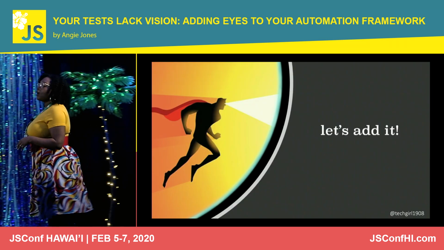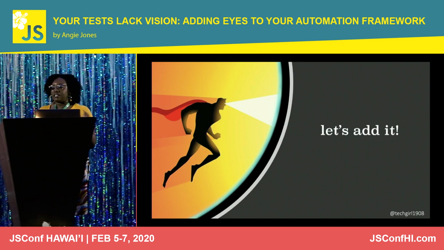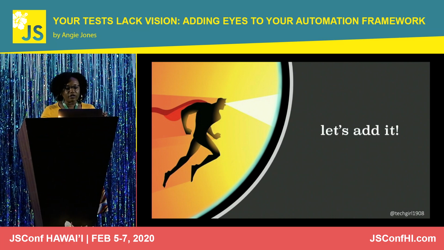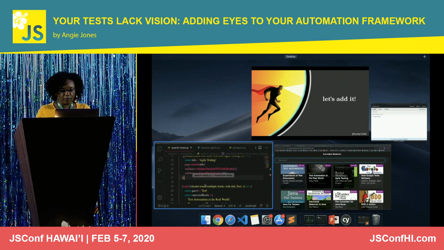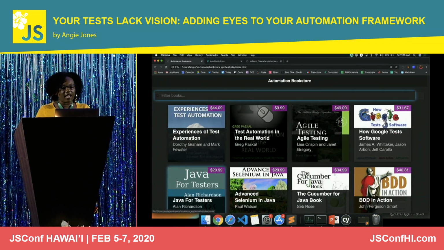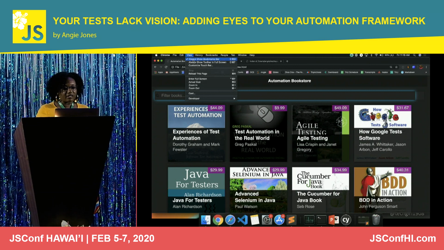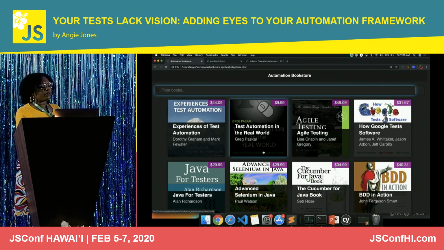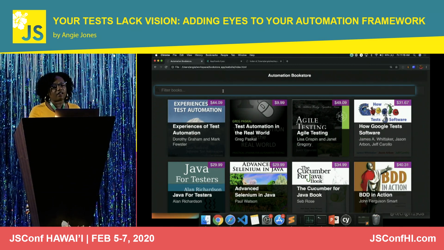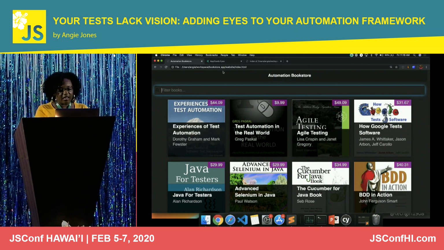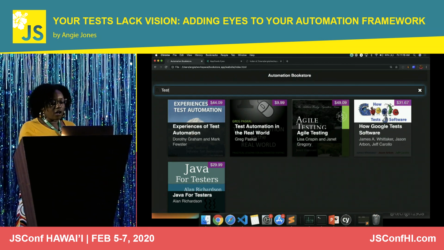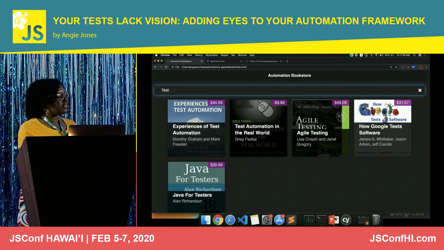Okay? So let's add this to an existing test suite. First, let me show you the application that we're going to be testing. It's a single-page application, and it has eight of my favorite books on testing. The way that this works is you just type in one of the book titles, and it filters that. For example, if I put in test, then I see all the books that have test as part of the title.